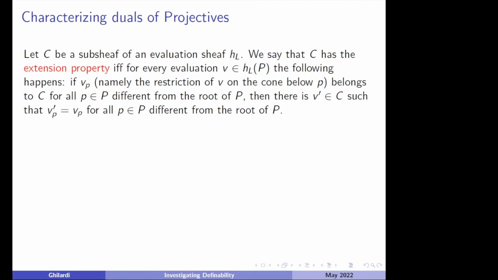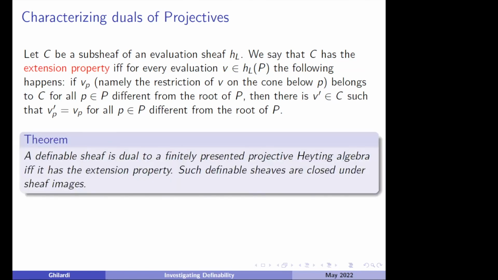Basically, this means that if you have a finite Kripke model, there is a part of the model which you can block, which is fixed. And if this part which is fixed is a model of your formula, then you can modify the forcing in the remaining part of the model to make it again a model. Now the theorem says that a definable sheaf is dual to a finitely presented projective Heyting algebra if it has the extension property. And from this characterization, it follows that definable sheaves are closed under sheaf unions.